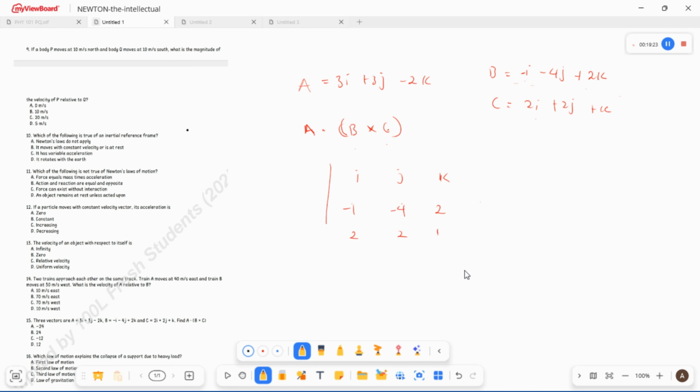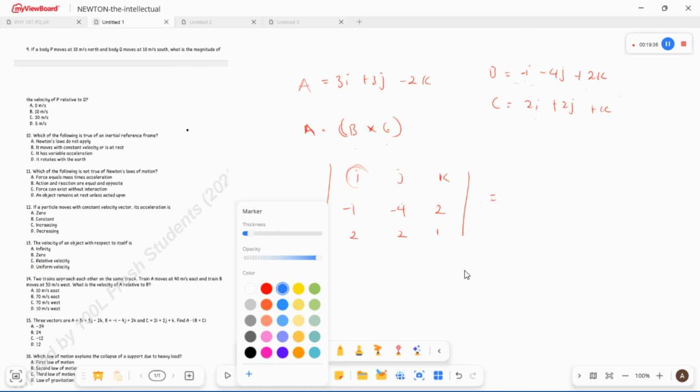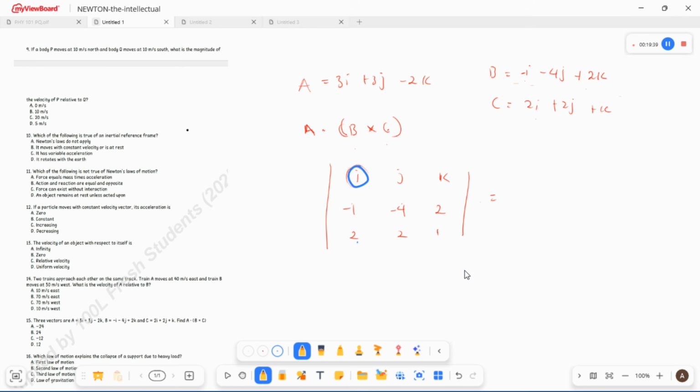Then we're going to take the determinant, right? To do this, we're going to say i, which is picking the first number, whatever is first here. So we have i, then the determinant of the remaining two rows. We're going to cross out this part, then this part, leaving minus 4, 2, 2 and 1. We take the determinant and multiply it with letter i.